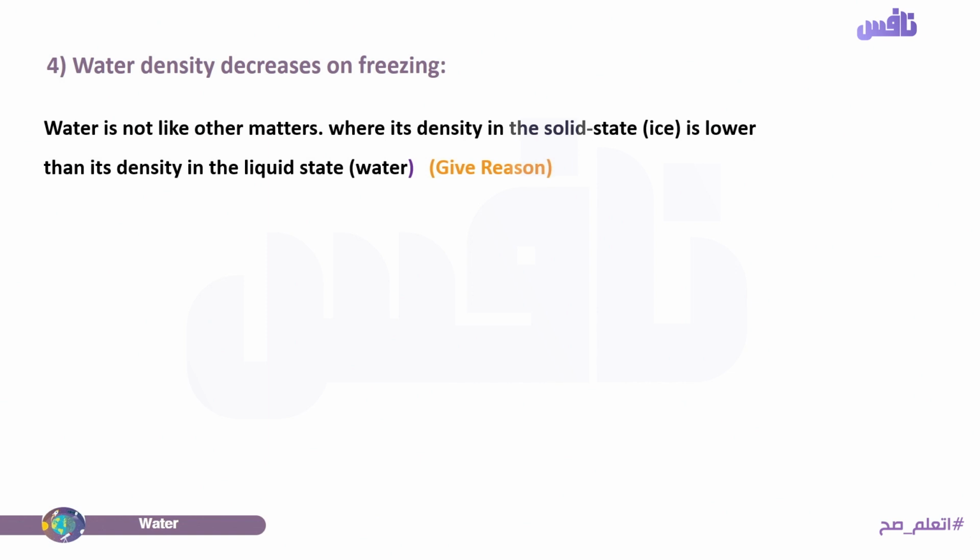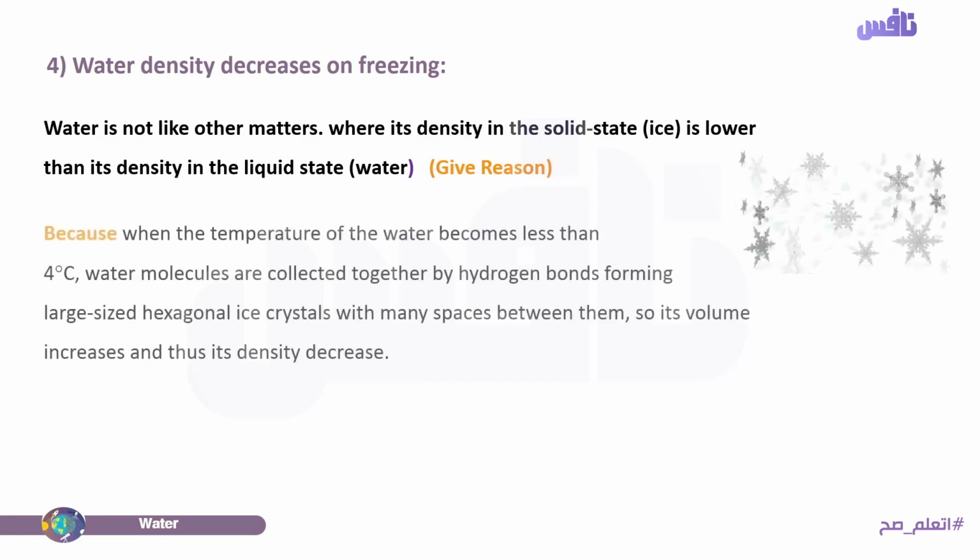The water is not like other matters, whereas the density in the solid state like the ice is lower than its density in the liquid state. Why? ليه عندي في حالة الآيس الدنسيتي بتاعته بتبقى أقل من الدنسيتي في حالة liquid state. Why? Because when the temperature of the water becomes less than 4 degrees Celsius. لما درجة الحرارة بتاعة الوتر عندي بتكون أقل من 4 degrees Celsius.